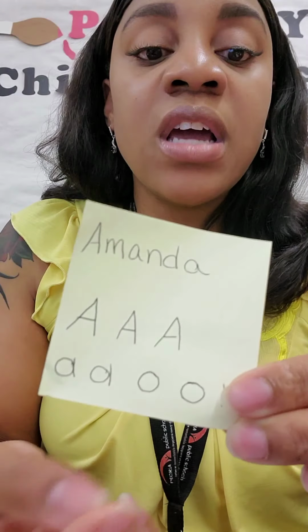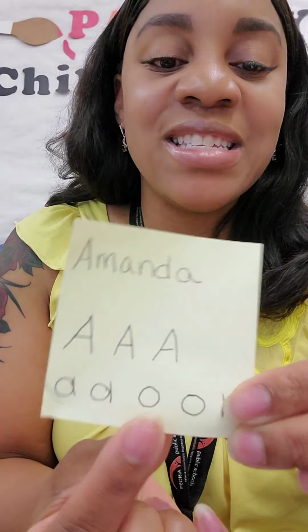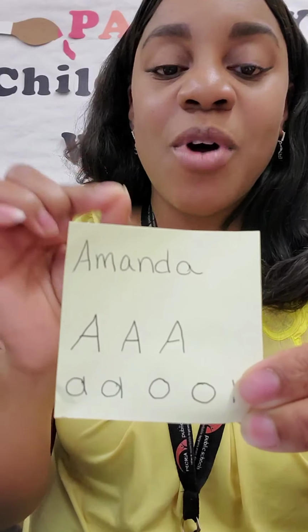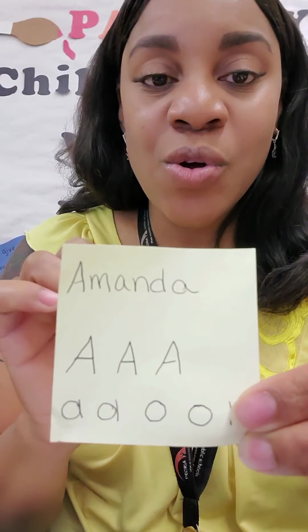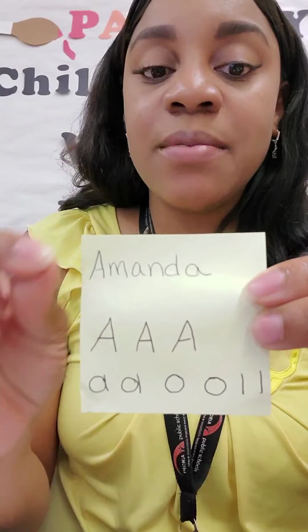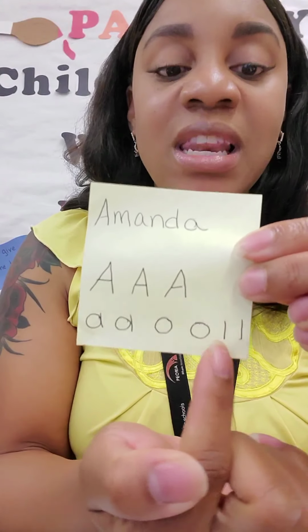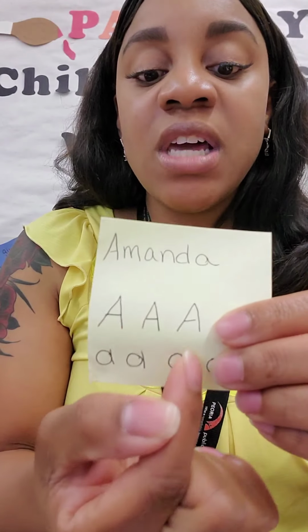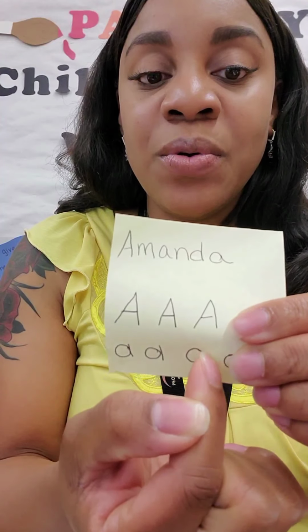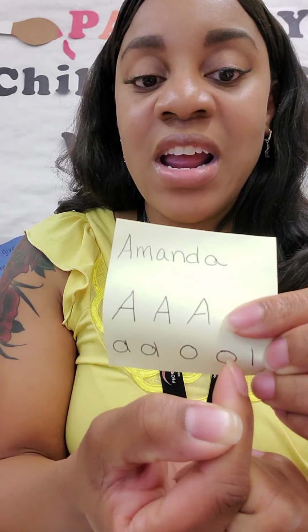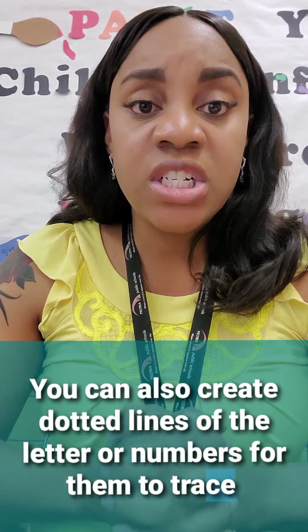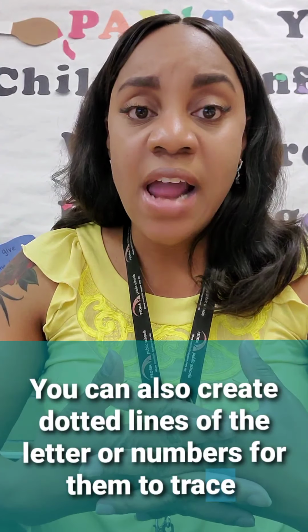Start them off with just the circle and then say, okay, now you need to make a line next to it. And this is what the line looks like. Help them to attach that line to that lowercase a, okay? So those are different ways that you can modify your teaching for your child and your assignments for your child.